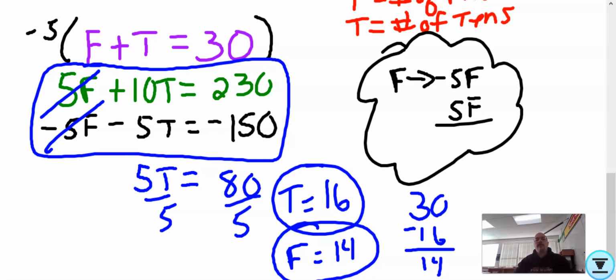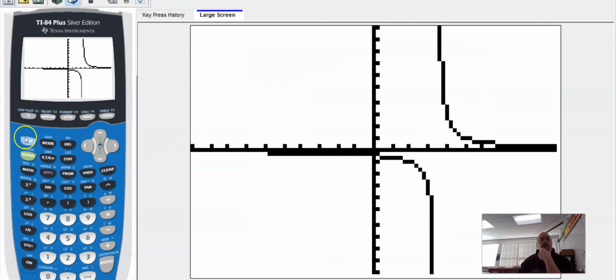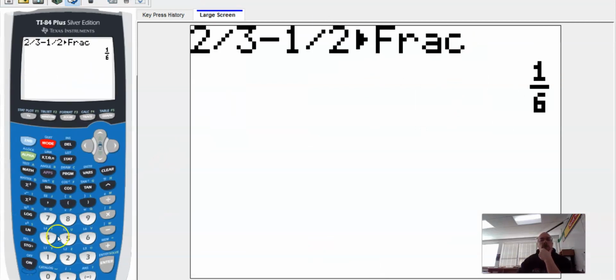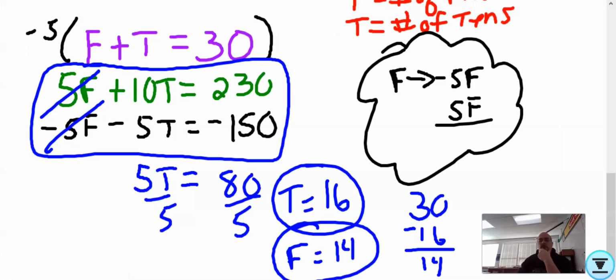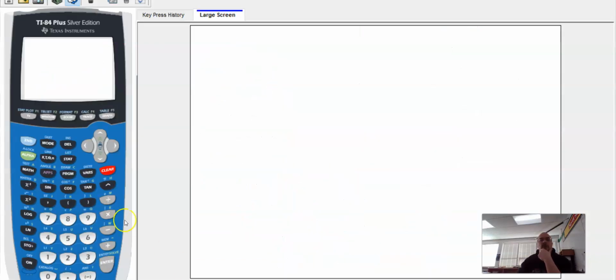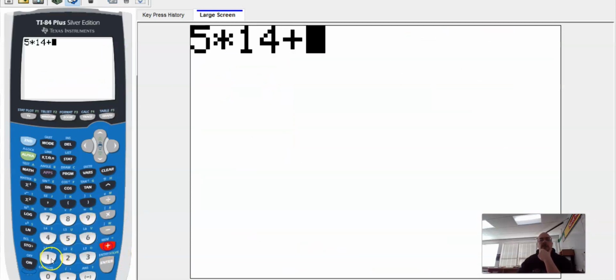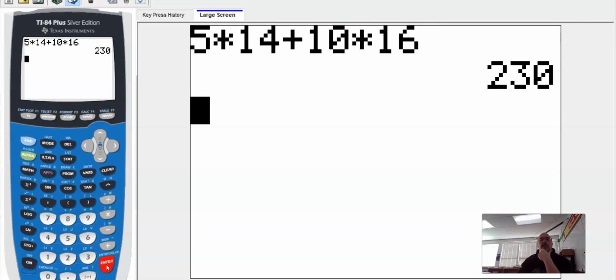Cool. All right, now I'm just going to check here. All right, so 14 5s, 16 10s. So I just want to check something here. Let me pull up the calculator and check this out. Okay, now what was it again? It was 14 5s, 16 10s. So 5 times 14 $5 bills plus 10 times the 16 $10 bills. Yep, that's $230. It works.